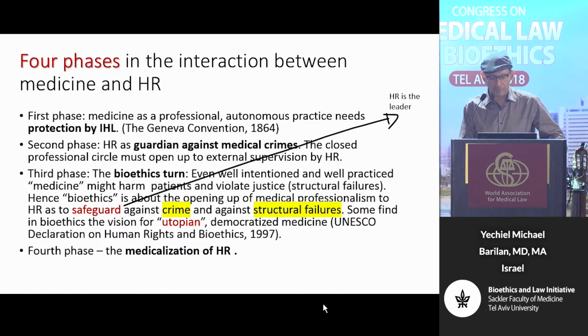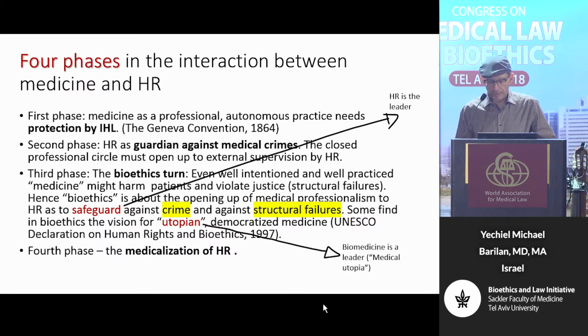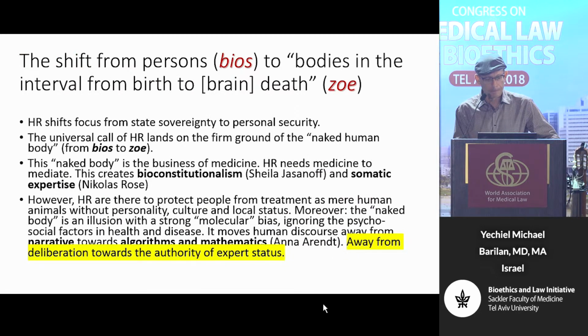So we see that in the safeguard against crime and structural failures, human rights is the leader. We need the shared foundation, fundamental value of society's shared language as leader. And here, biomedicine is the leader when we talk about medical utopia, how medical experts and science and ideas can show us a way to a better society. And there's a word for it in sociology, biopolitics, starting from Plato: how the experts, the doctors, can, with their ways of thinking and tools, transform medicine, transform humanity to different modes of living.